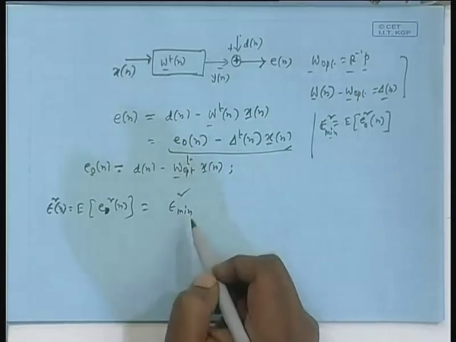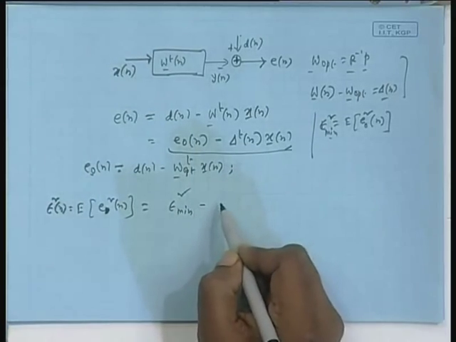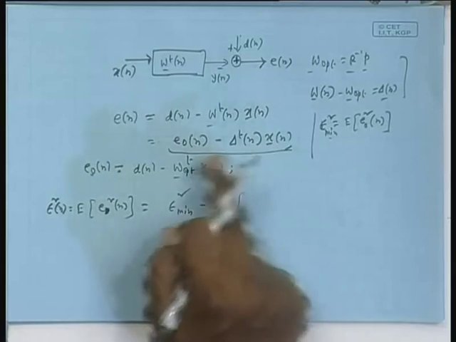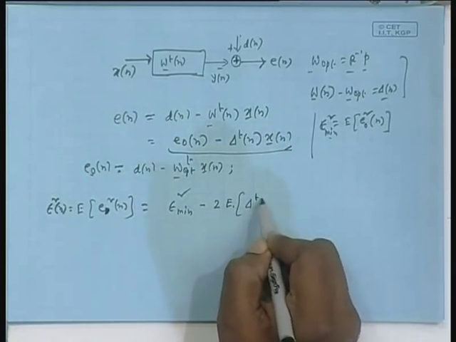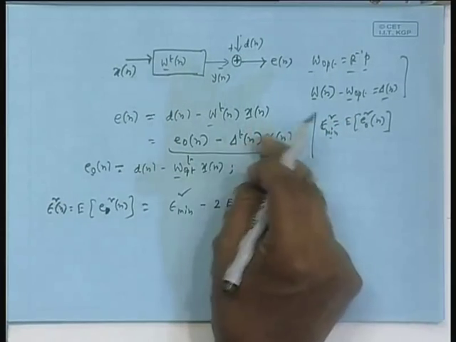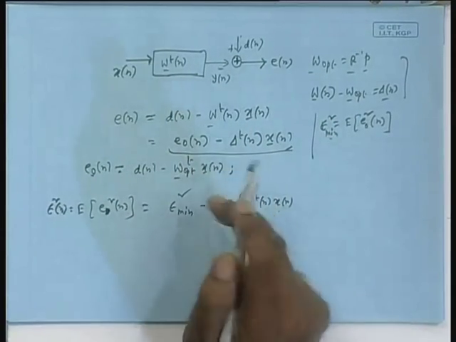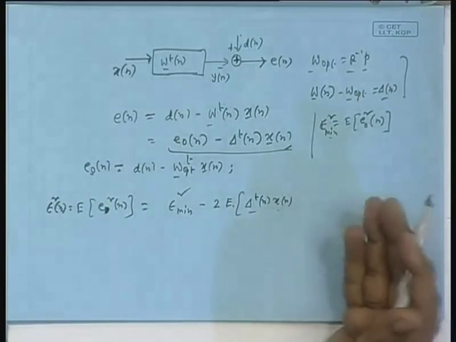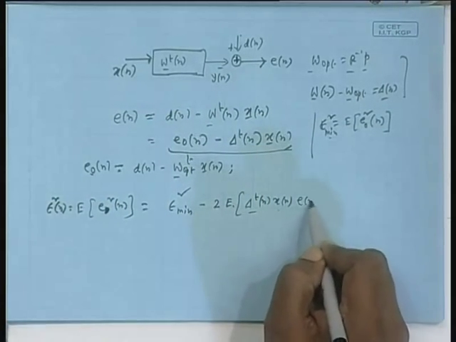So, this will be epsilon square mean minus twice E of a b, or b a, both are same. So, delta transpose n times x n. So, this is a scalar, row vector times column vector is a scalar. So, minus 2 a b, or 2 b a, both are same, a and b are scalar. So, I write this way.